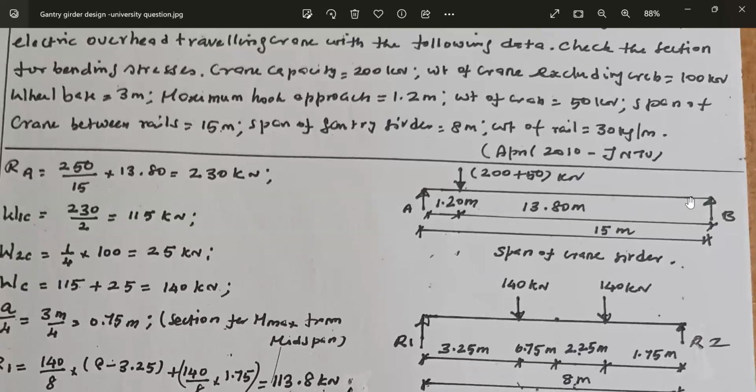Here, this is the crane girder. The span is 15 meter. The load lifted is 200 kilonewton. That is given. And weight of the crab is 50 kilonewton. All these things have been explained in the design procedure, for which a separate video has been made. Crab will be moving in the bottom flange of the crane girder. So this 200 kilonewton is the weight of the load lifted, and this load is lifted by means of a crab which keeps moving through the bottom flange of the crane girder.